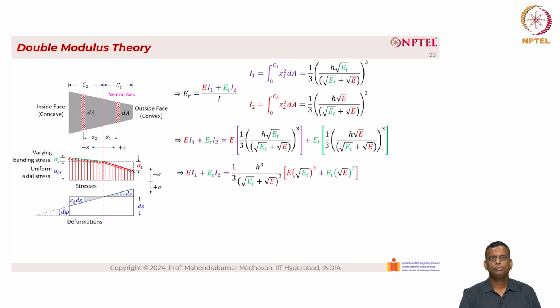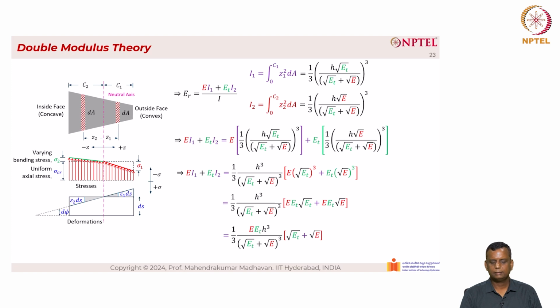This can be further simplified as E I1 plus E sub t I2 equal to 1 by 3 into h cube divided by root of e sub t plus root of e the whole cube into e into root of e sub t the whole cube plus e sub t into root of e the whole cube. Now the root of e sub t the whole cube can be expanded as e sub t into root of e sub t, and similarly root of e the whole cube can be expanded as e into root of e. When we do the same thing, we have the following equations below.